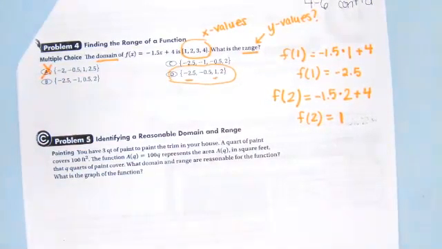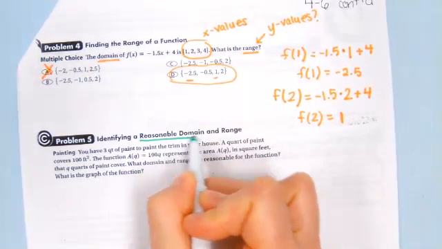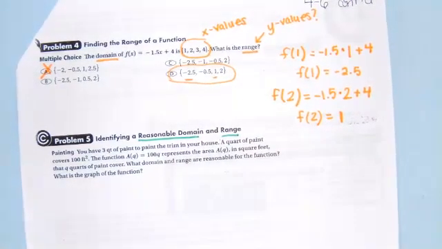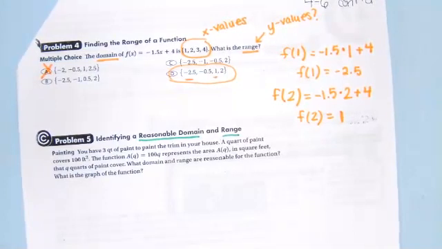Last but not least, everyone's favorite. Okay, now this is literally identifying a reasonable domain and range. It's not that hard, but we overthink this, okay? Because we are overthinkers when we are algebra students.